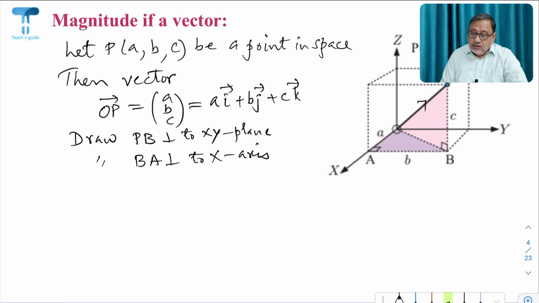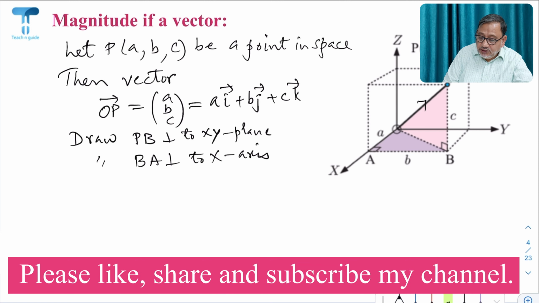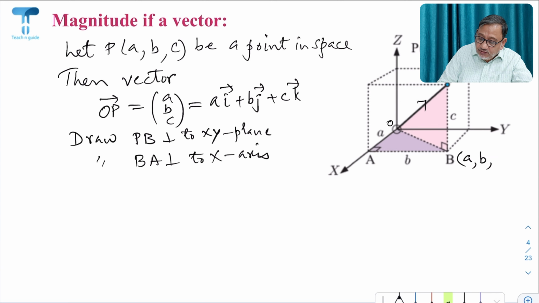Okay, and like that. So in this triangle, look here, the coordinates of B, look here, this is the origin, from origin to B. What will be the coordinates of B? Because B is in the xy plane, its z coordinate will be 0, okay? So it will have the x coordinate, it will have the y coordinate, and the z coordinate will be 0.